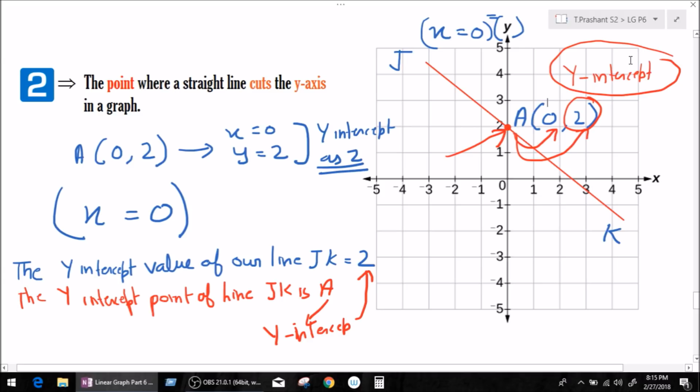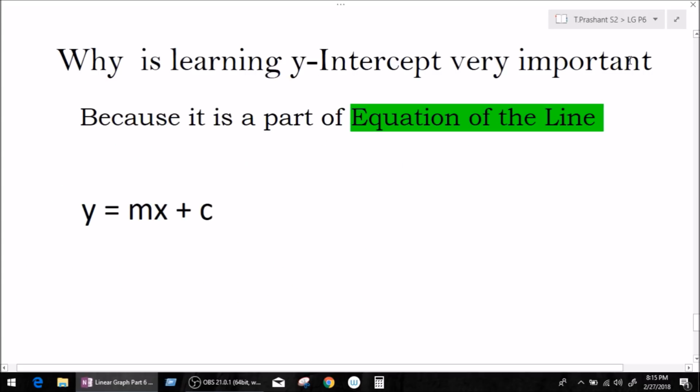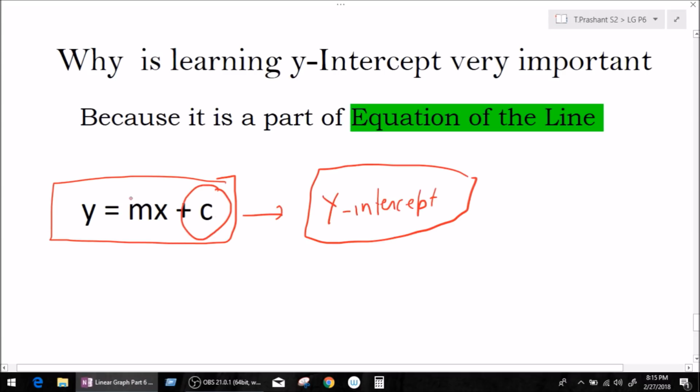It's just the point where a straight line cuts the y-axis, and at that point we have a value for y-intercept. Now, why is learning y-intercept very important? Because it is a part of our equation of line. Now, what is the equation of line? This we will study in our next chapter, but let's have a look at how y-intercept is a part of the equation of the line. Our equation of line is y equals mx plus c, and this c is actually the y-intercept, and this m is actually gradient.